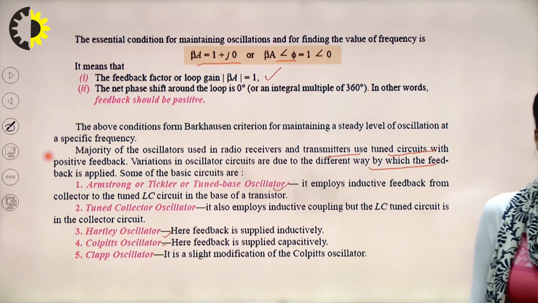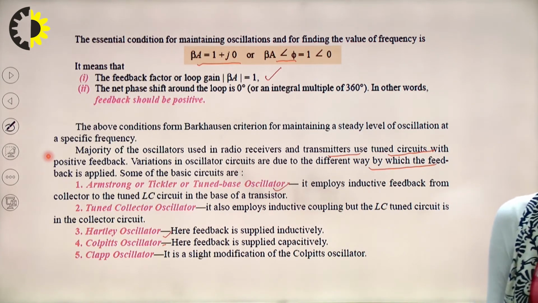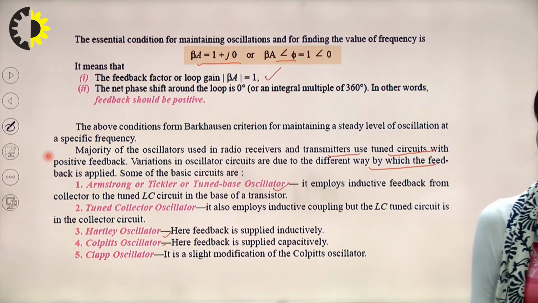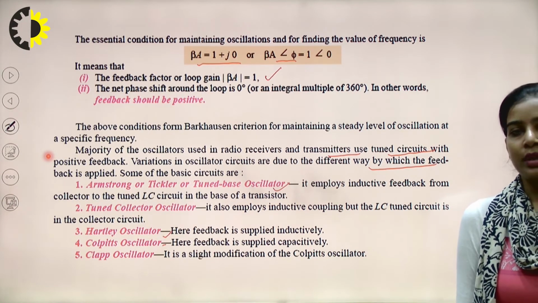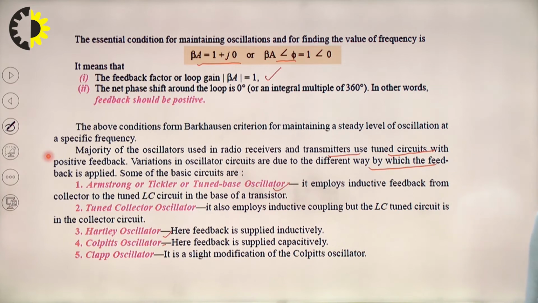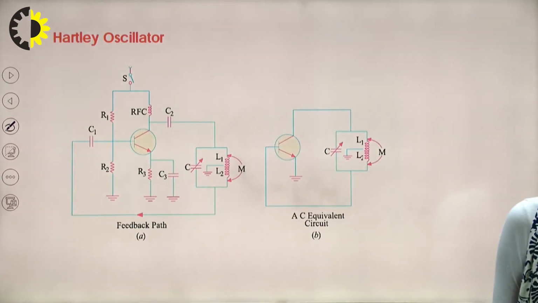With the Hartley oscillator, the feedback is supplied inductively. In the Colpitts oscillator, the feedback is supplied through the capacitive effect. With the Clapp oscillator, we have a slight modification of the previous one, that is the Colpitts oscillator.